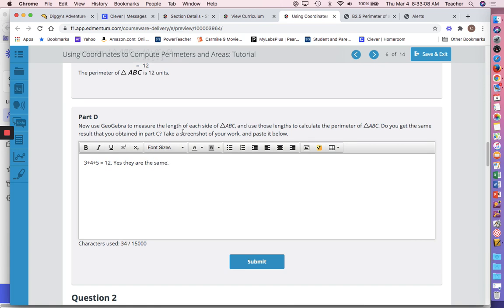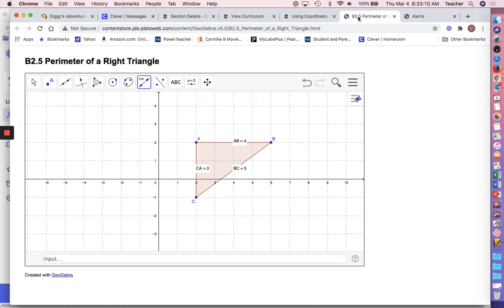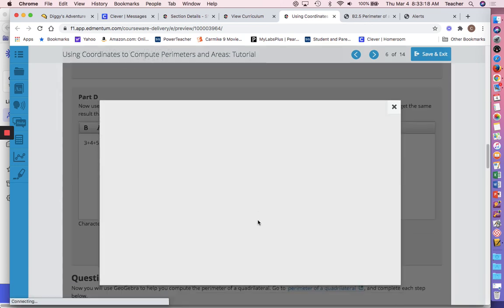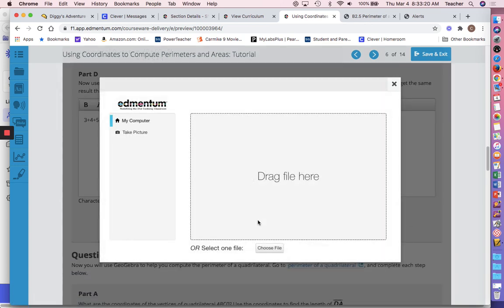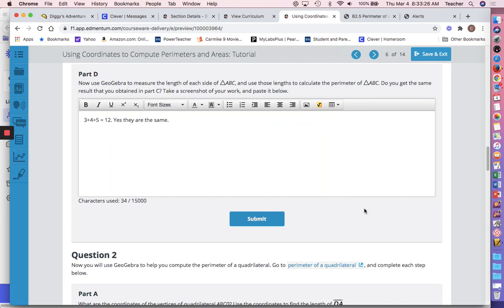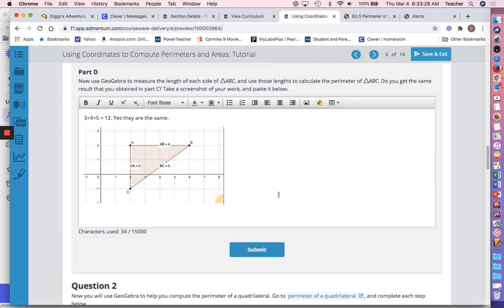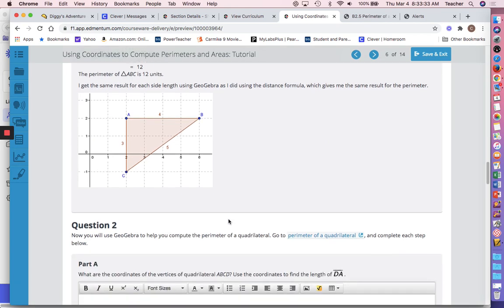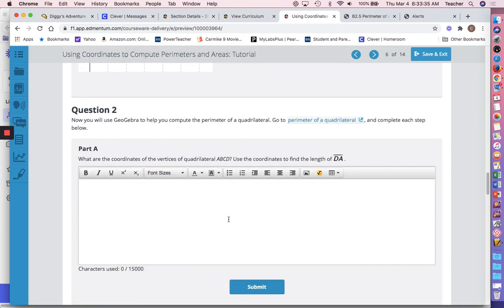All right, it wants me to take a screenshot, so I'm going to go and do that. All right, so let me put that in. Insert image. Choose file. Desktop. Open. All right. Submit. That was all question 1. Okay, so question number 2.